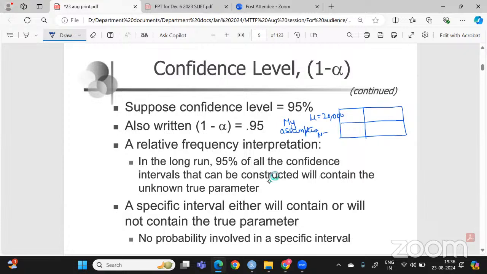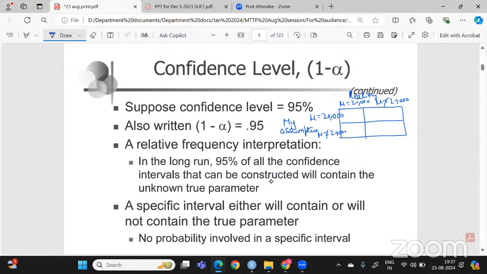And the second assumption is mu is not equal to 20,000. Okay, so reality. I am writing reality above in the table. If actually the value is 20,000, that means they are spending 20,000 on a monthly basis. So in reality, the possibility can be that it can be equal to 20,000 or it cannot be equal to 20,000.